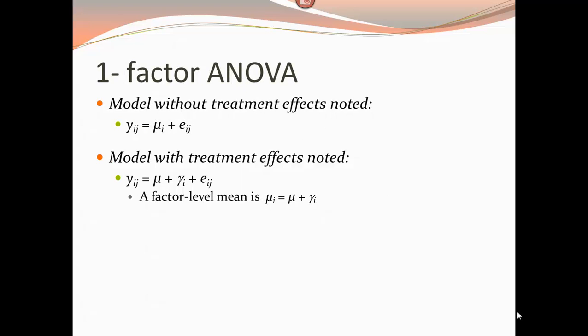The model without treatment effects is denoted as such, where Yij is the jth observation for population i, and mu i is the mean of population i. So that's the model without treatment effects. So you've done nothing to have an impact. And then with treatment, you have that mean plus the changes in the mean based on the factor or treatment, which is going to be denoted with your little gamma i there. So assumptions that are involved in here: the errors have a mean of 0. They have a constant variance, and they are normally distributed.